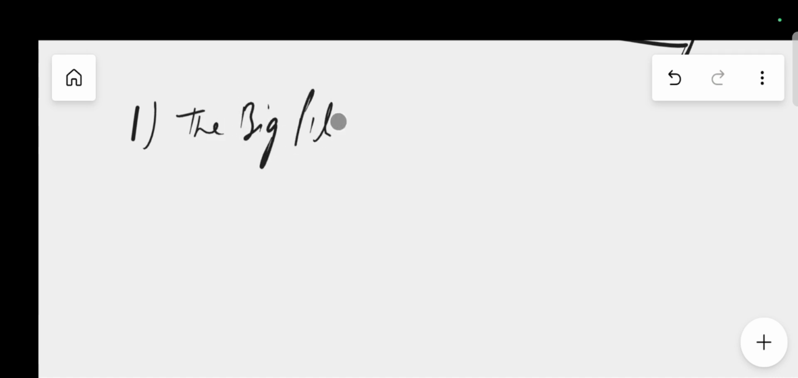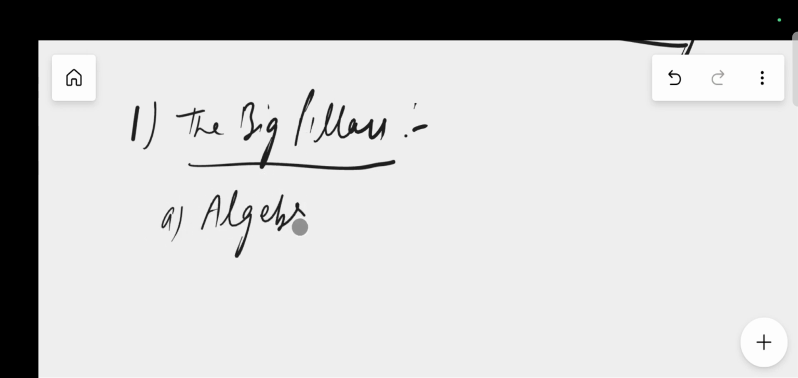So I have divided the syllabus into three main categories. The first category is the big pillars. What is the meaning of the big pillars? It means in this category I want you to focus heavily on algebra. It is worth 20 marks.